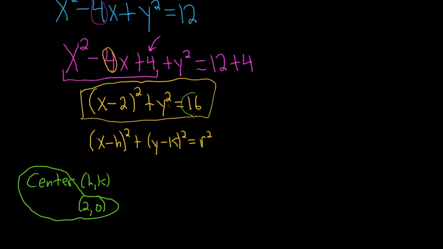As for the radius, you just take the square root of this number. So r is equal to the square root of 16. So r is equal to 4.